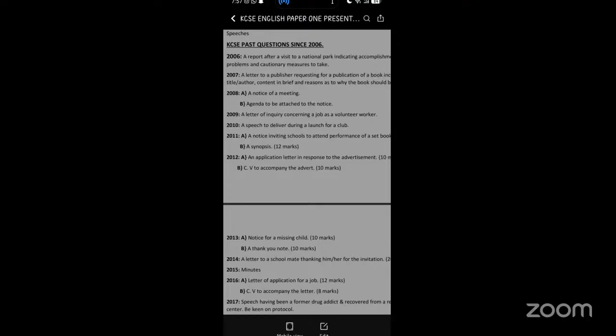2015: minutes. 2016: a letter of application for a job, and B, a CV to accompany a letter. And 2017: a speech, having been a former drug addict and recovered from a rehabilitation center. Be keen on protocol. It's okay, actually, you have read very well.